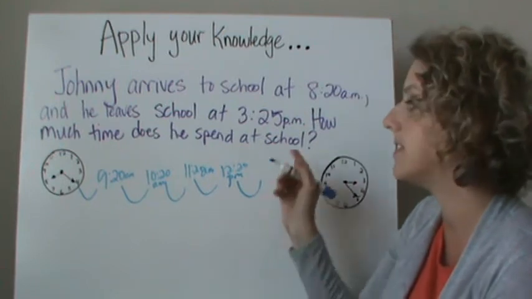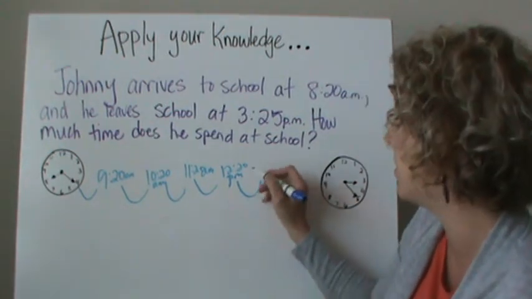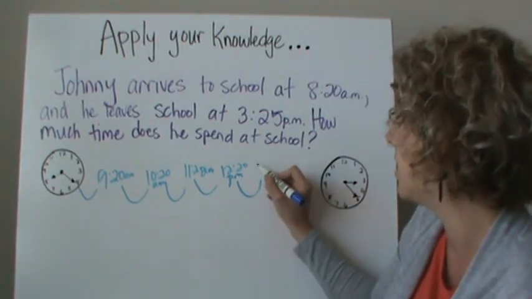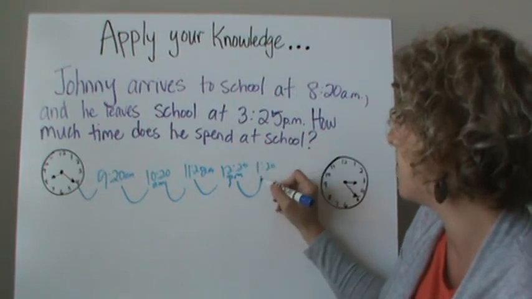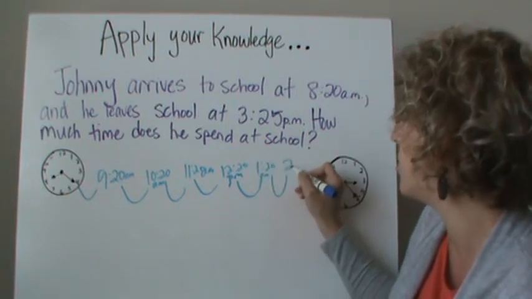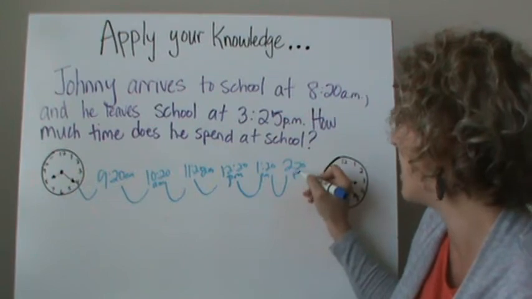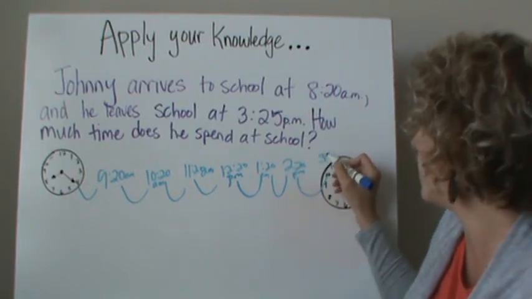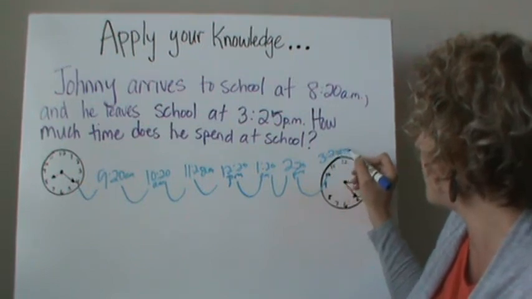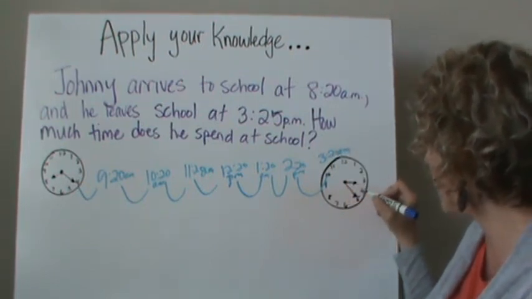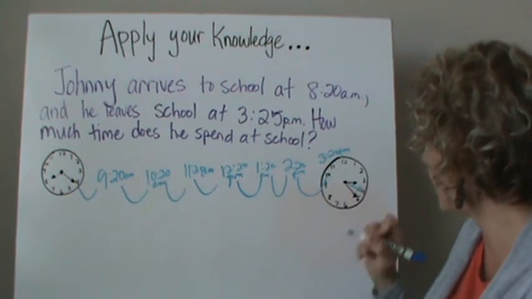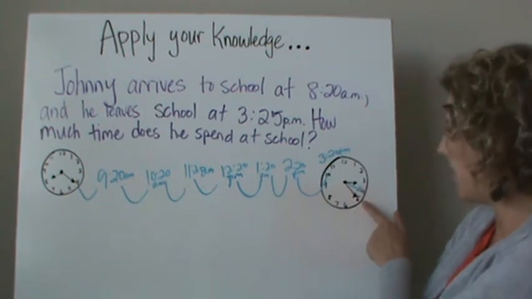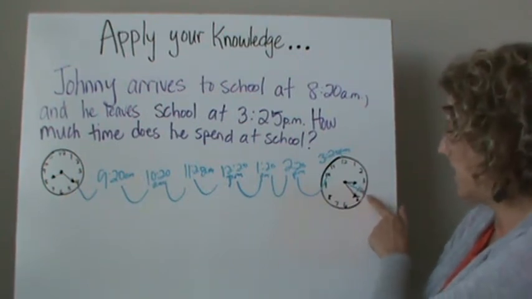And remember, we have the sun shining bright at school. This might be during lunch. Then we have 1:20 p.m., 2:20 p.m., all the way up until 3:20 p.m., which is right before when he leaves. So it's not quite 25, it's at 20.